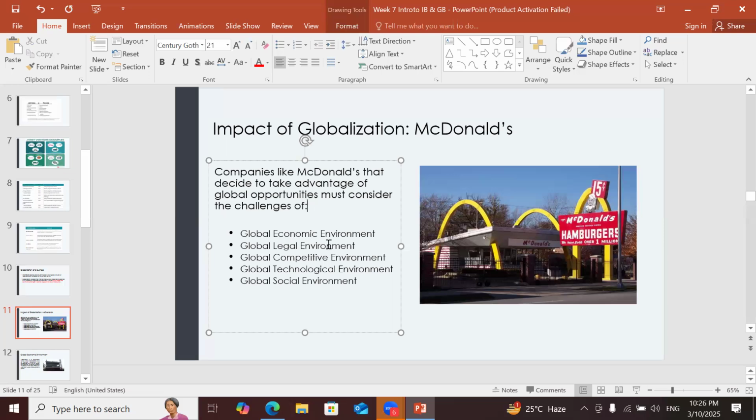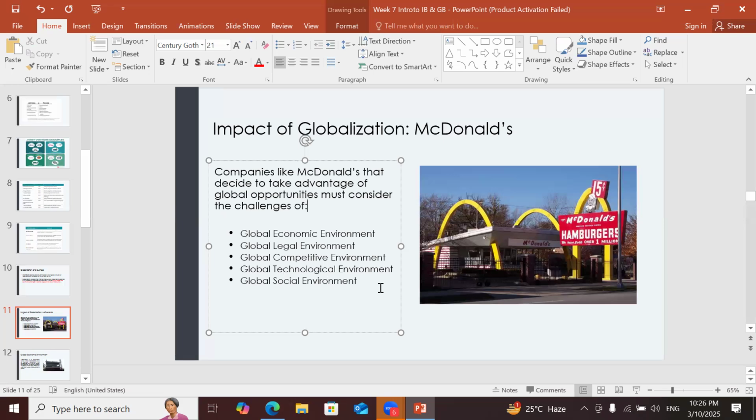At first, the global economic environment. Globalization is a challenge here. Another challenge of globalization is the global legal environment. Legal rules and regulations to maintain are a burden, so it is a challenge for a company. Then the global competitive environment is another kind of challenge. When two or more companies conduct business in the same situation, competition automatically arises between or among them.